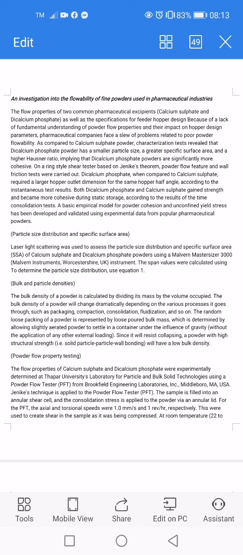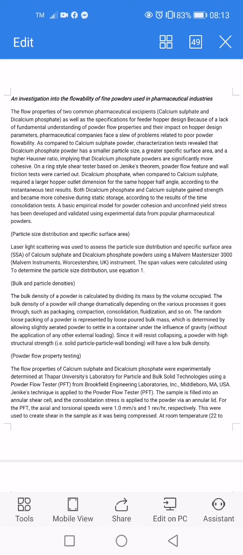So for bulk and particle densities, the bulk density of a powder is calculated by dividing mass by the volume occupied. The bulk density of a powder will change dramatically depending on the various processes it goes through, such as packaging, compaction, consolidation, fluidization, and so on.